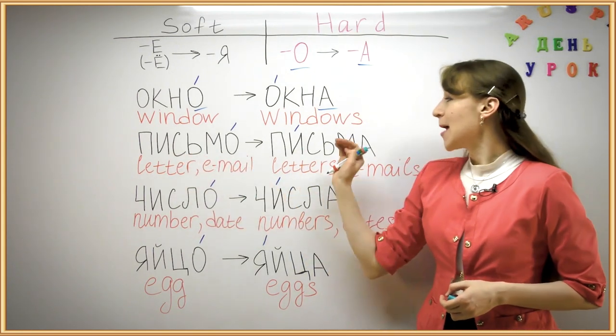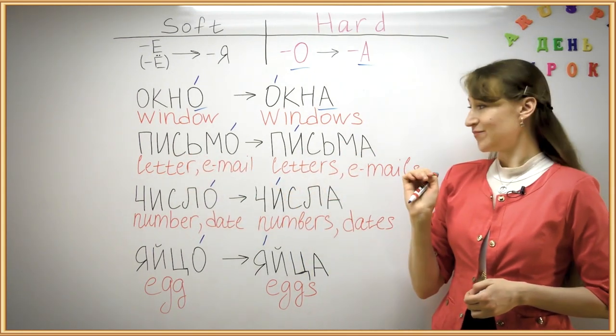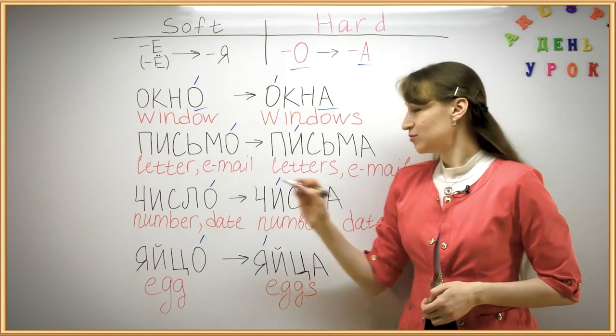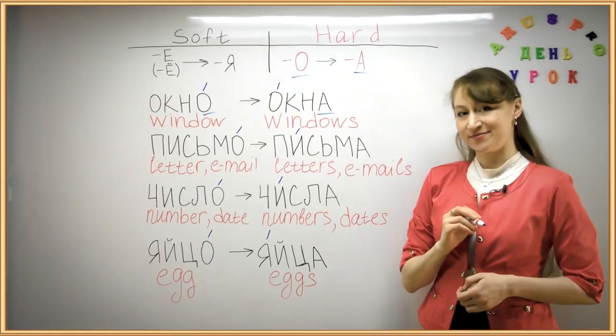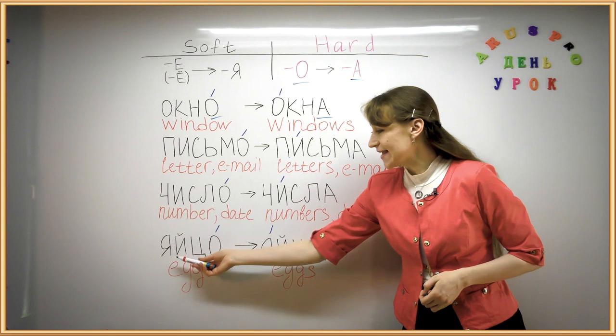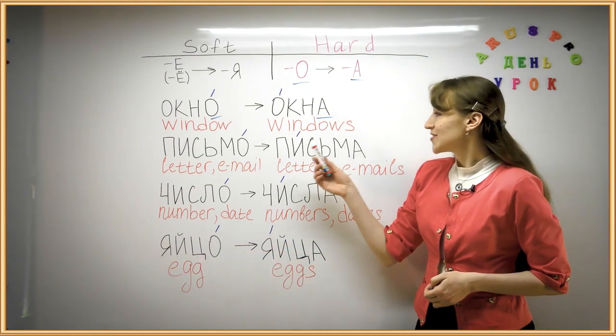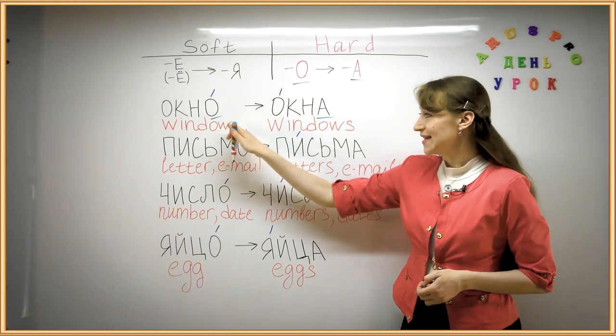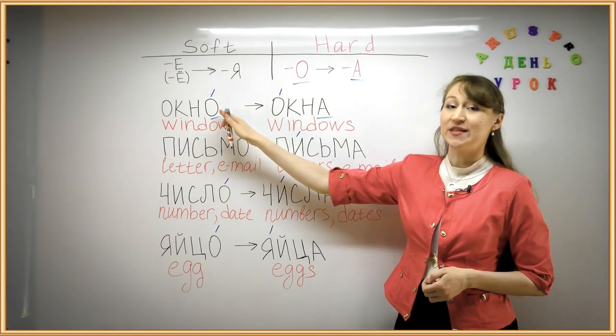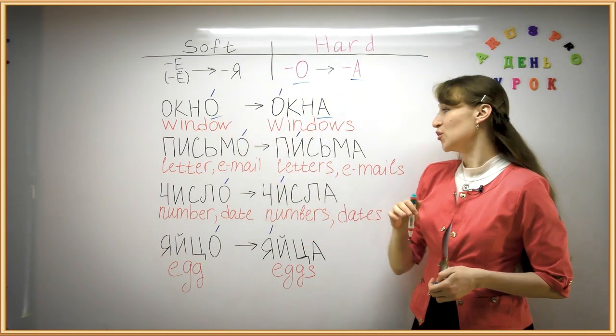Письмо, письма. Число, числа. And яйцо, яйца. So here we have the emphasis shift from the end to the beginning of the word.